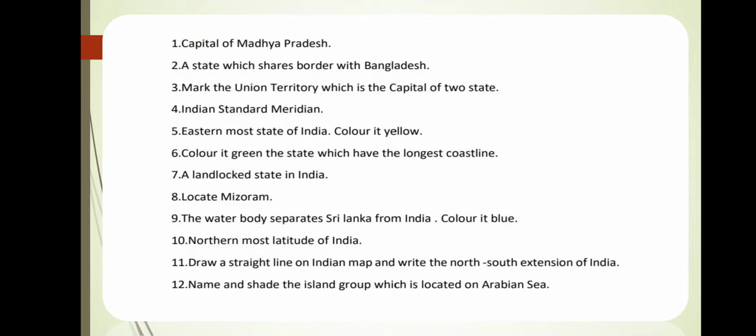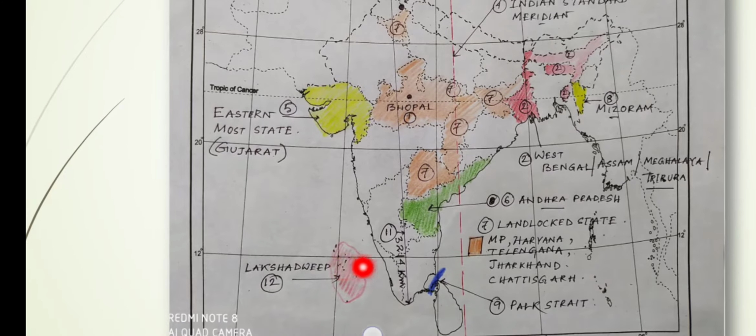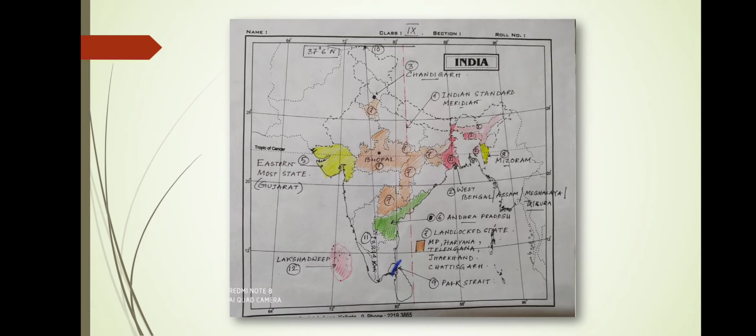And the last question is: name and shade the island group located in the Arabian Sea. Which island group of India is located in the Arabian Sea? Lakshadweep Islands. This is the Arabian Sea and here are the Lakshadweep Islands. I have marked them. These small island groups are located in the Arabian Sea, and it is a Union Territory of India.